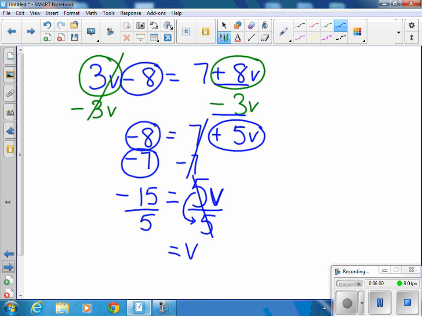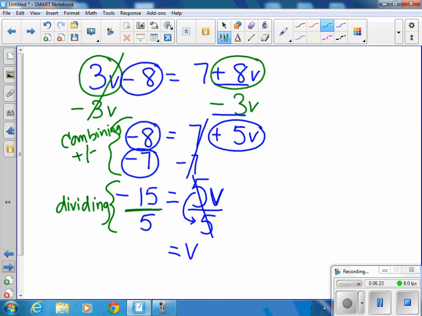If you remember, on this part here, we are combining. So this is either going to be adding or subtracting in this part. On this part here, you can clearly see that we are dividing. So this is our division. We have to remember there are a little bit different rules for combining and for dividing.